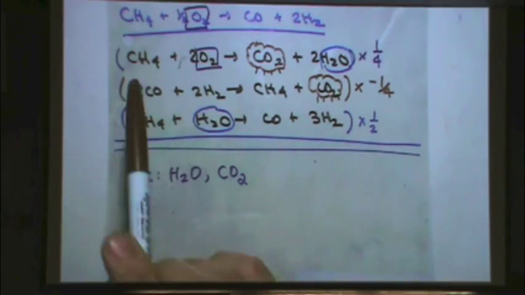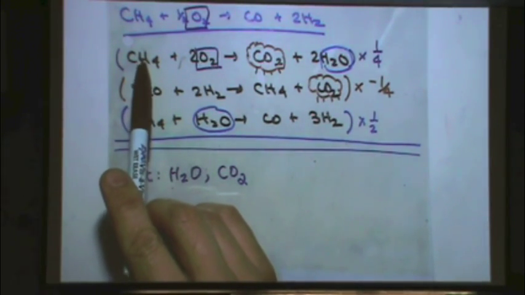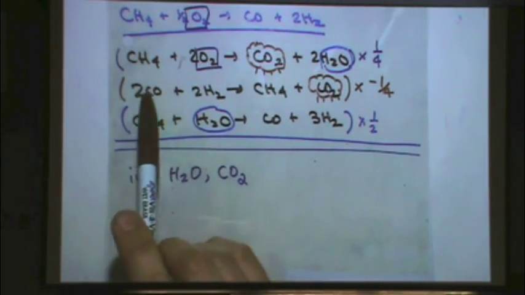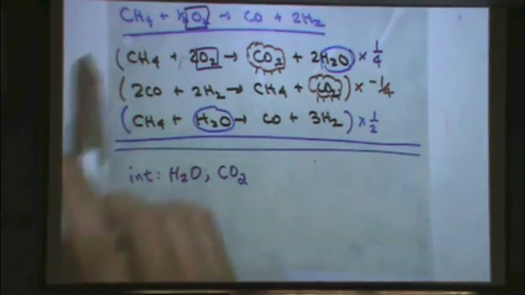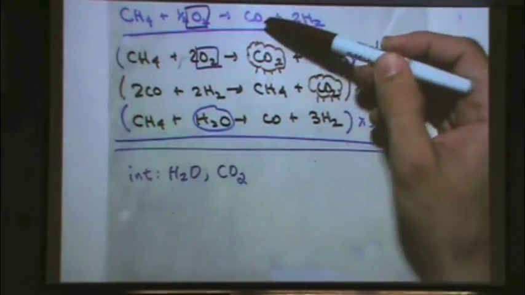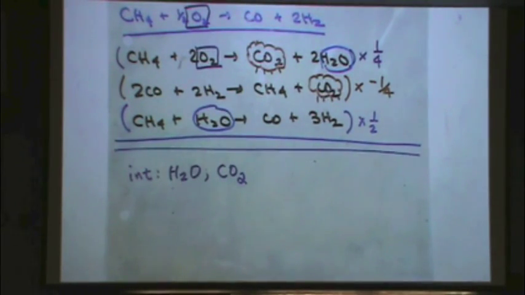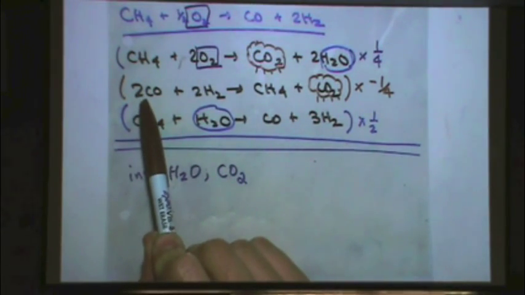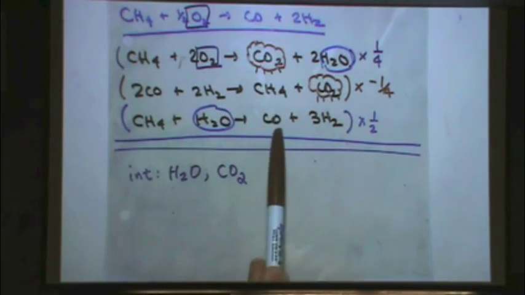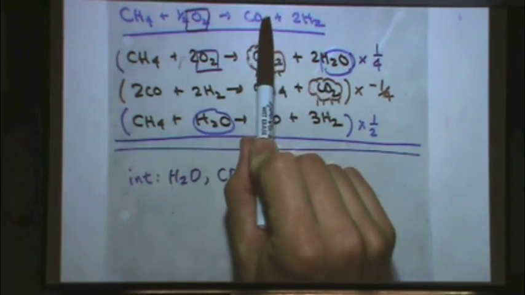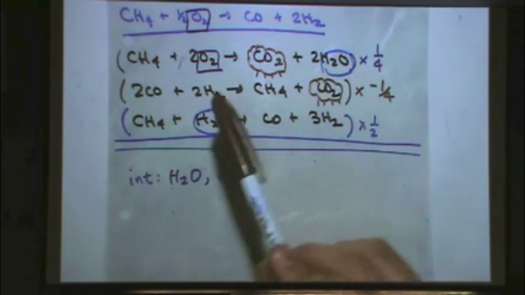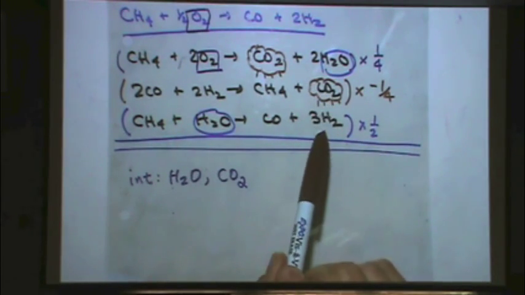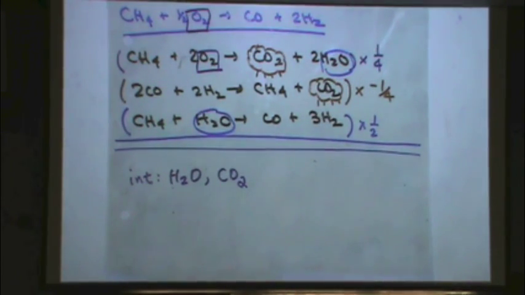Let's check CH4. What's 1/4, and remember this is flipped, plus another quarter plus a half? What does that add to? 1. Check. Let's try CO. Where is it? Oh, it's here. What does a half over here and a half here add to? Oh, that's 1. That'll work. And H2 is going to be, this will flip, so it's a half plus 3 halves. What's that? 2. That works. Check. They all add up.